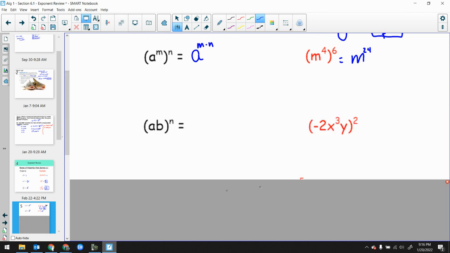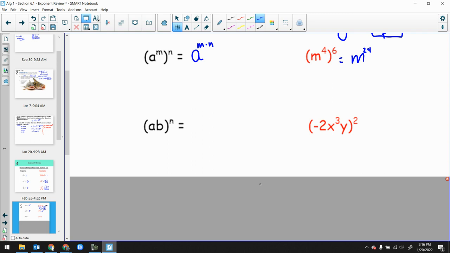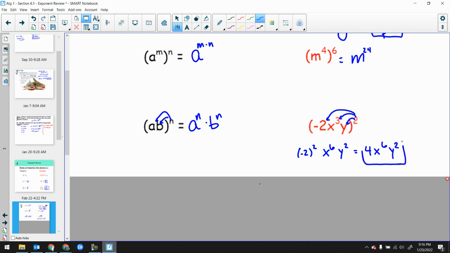Here's this one, a times b to the n. Remember, this is the one where I distribute the power to both pieces on the inside. So this would be a to the n times b to the n. So in this case, we've got negative 2 squared, x to that. Now remember what I do with these powers. I multiply. Power to a power means we multiply. And then it's y to the second. So the only thing I have left to do is just take this negative 2 squared, which is a positive 4.